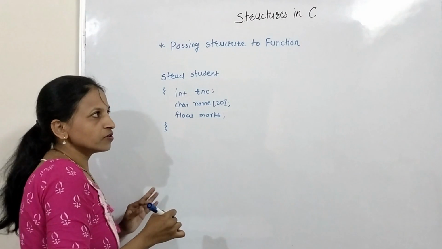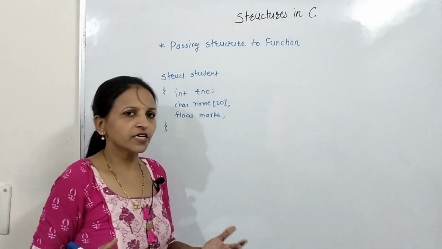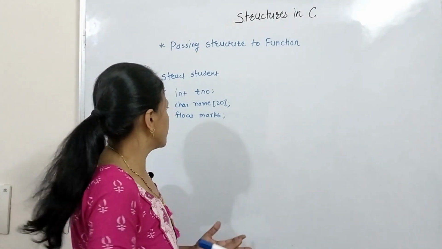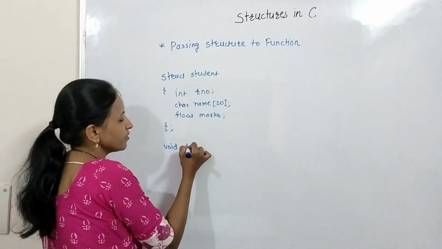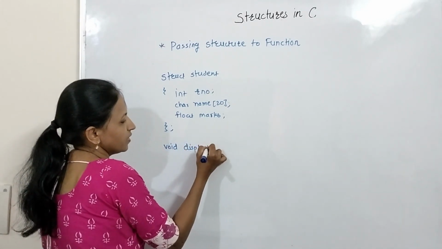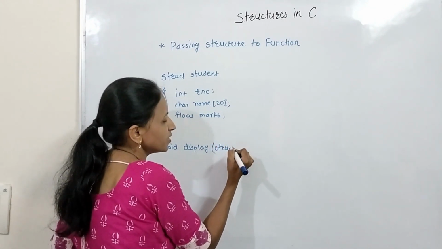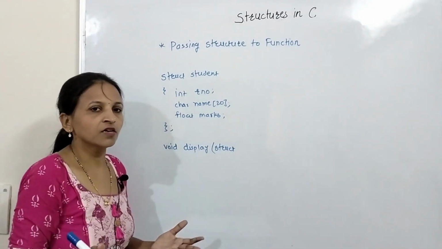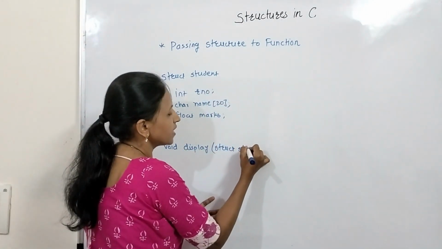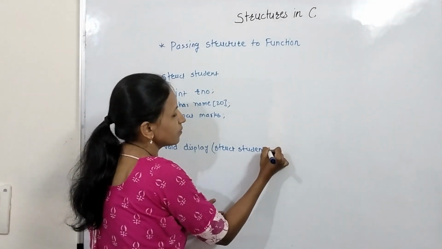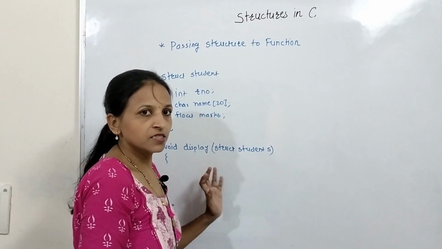Now I want to write one function for displaying whatever data about any structure variable. Then how can we write it? Here the return type will be void, the name of the function is display, and I am passing one structure variable. As an argument we have to write the data type and the formal argument, like here struct student is the data type, and let me write s.